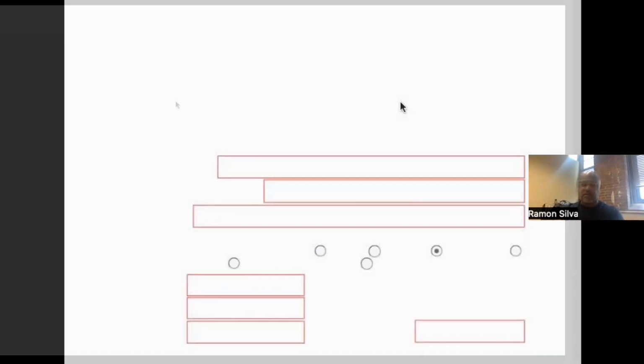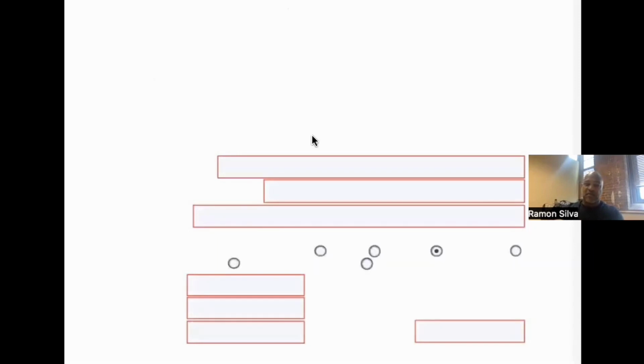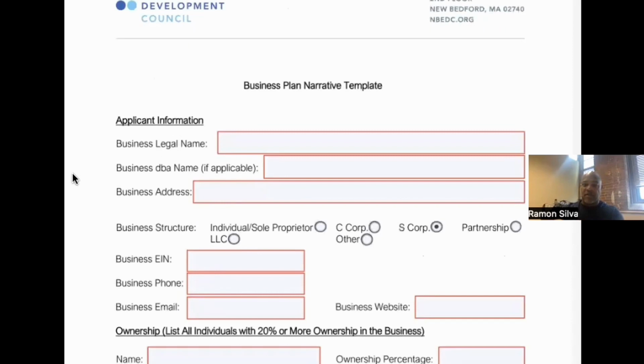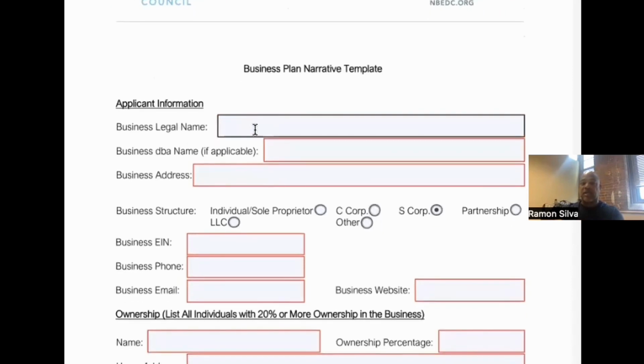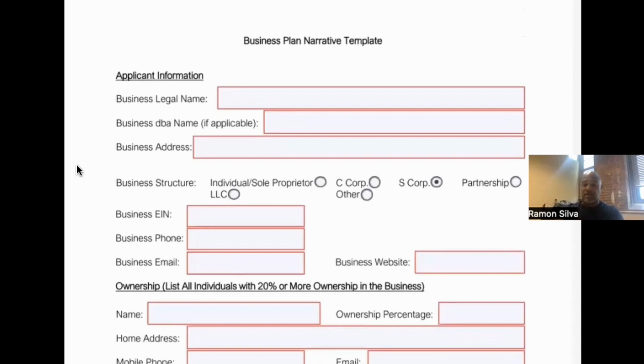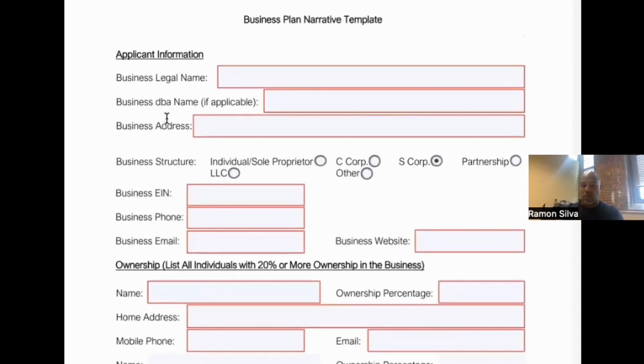As I link to that template, there's going to be a fillable PDF that pops up. You'll see the form fields that can be easily filled in. Some background information on your business's legal name, whether you are a sole proprietor, an LLC, an S Corp, a C Corp, your business's DBA name.